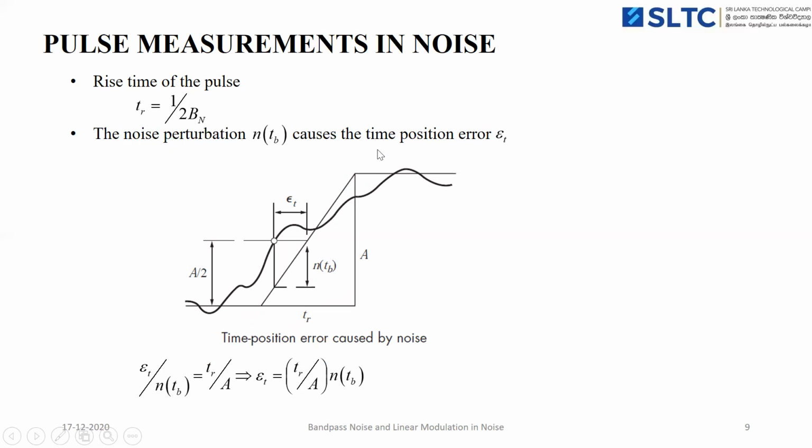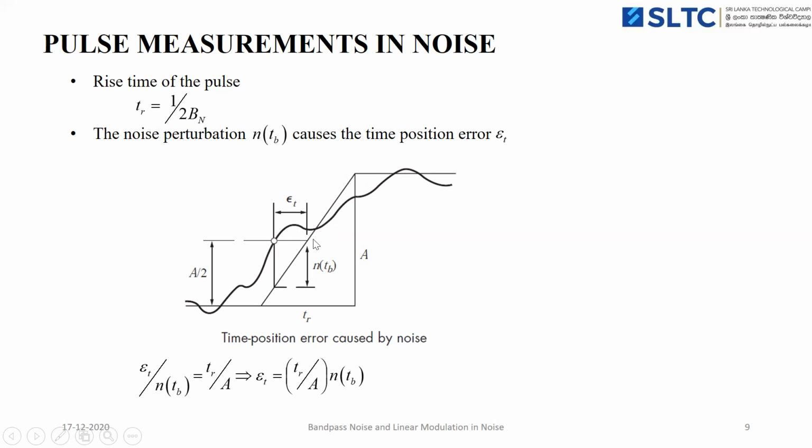Due to the noise perturbation, to understand that time positioning error, you can see only a portion of the trapezoidal wave. Usually at the receiver side, the receiver is going to detect the pulses whenever the amplitude of the pulse is above A by 2. When the received signal amplitude is above A by 2, the receiver takes the decision on the received pulses.